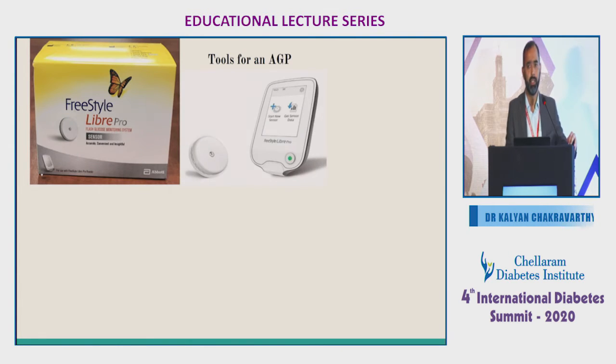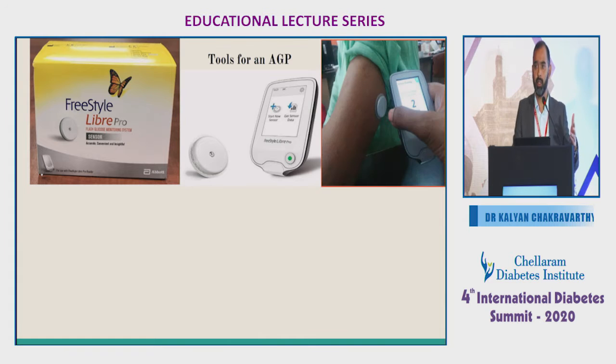What do you need for an AGP? Well, you need a sensor and you need a reader. The sensor is applied through an applicator on the back of the patient's arm, ideally that arm, because it won't give away. And the sensor is activated through a reader, which at the moment is only provided to the healthcare professional. The patient does not have access to this AGP.